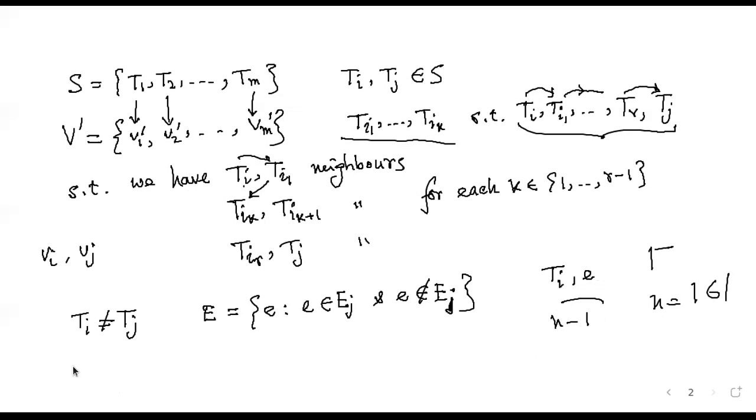So now after we've added this, let E prime be the set of edges such that e is in Ei and e is not in Tj.